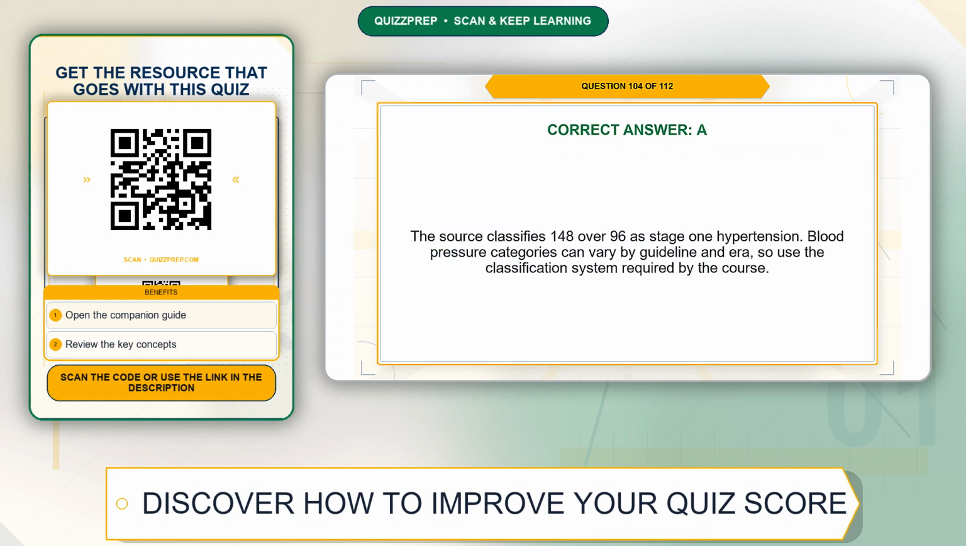Blood pressure categories can vary by guideline and era, so use the classification system required by the course.